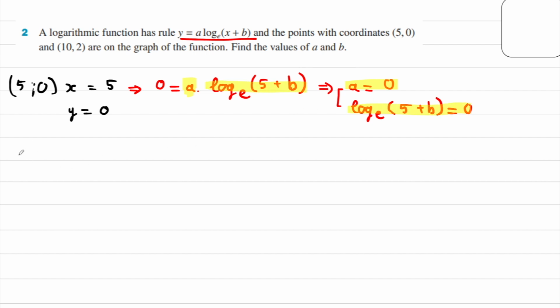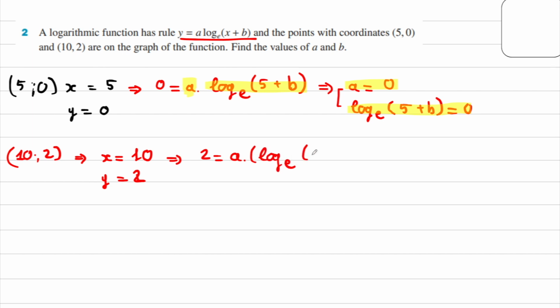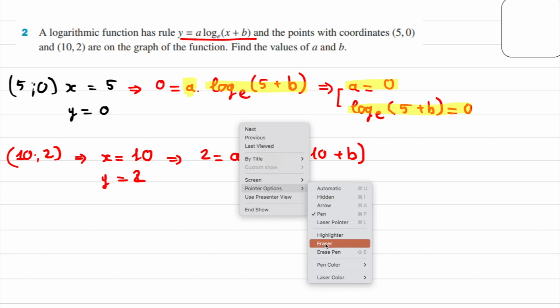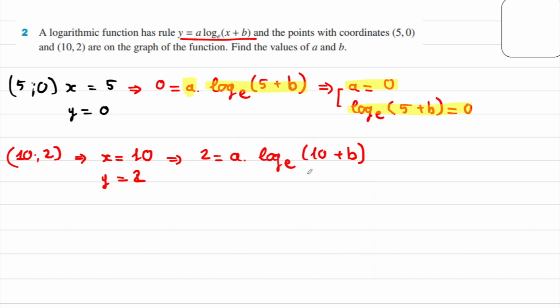Okay, and the second information, (10, 2) here. Look at this, you got x equal to 10 and y equal to 2. So I will substitute 2 for y in this position, and logarithm e here is 10 plus b. Here is 10 plus b. Yeah, okay, so how can I change this one? Look at this, I will have... So now how can you solve this one?